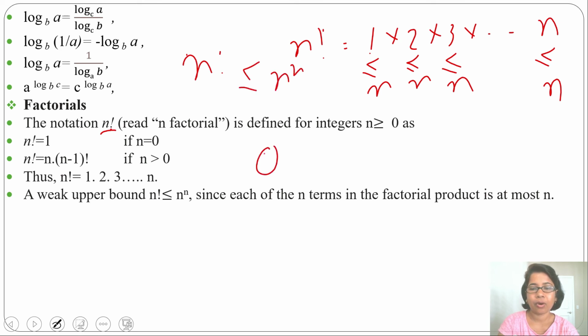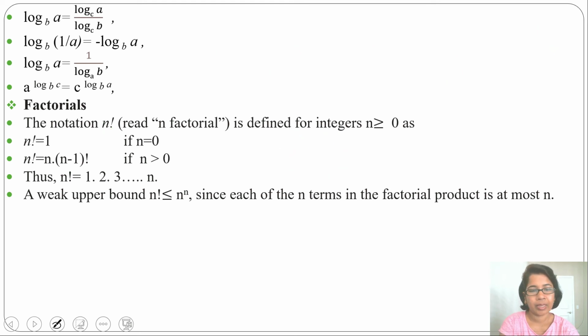Even you can write order of n power n. I will discuss order later. A weak upper bound of n factorial less than or equal to n power n, since each of the n terms in the factorial product is at most n.